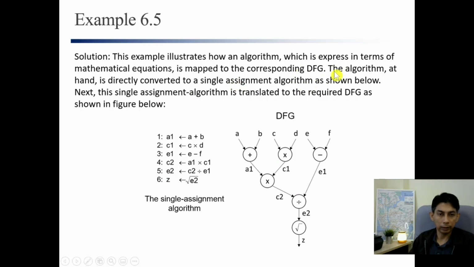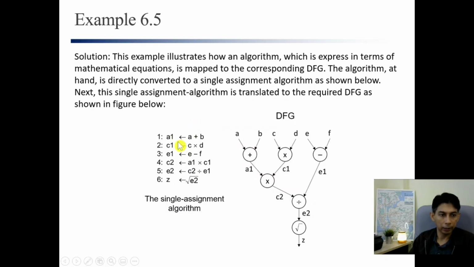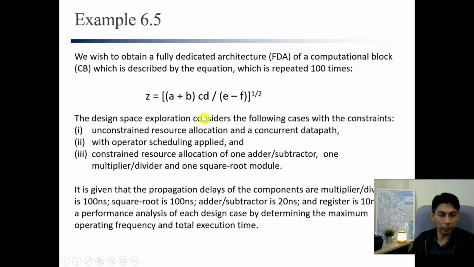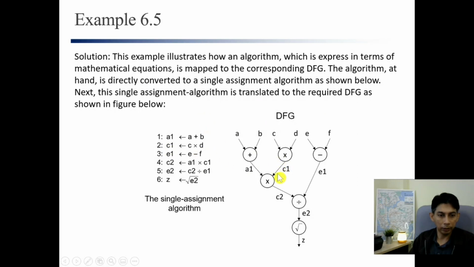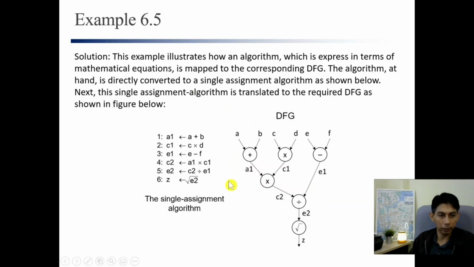DFG, our DFG. So here is the DFG. So we can have the single assignment algorithm here, right? Where A plus B is assigned to A1. So this is A1, C multiply D. So this is C multiply D is assigned to C1. This is C1, and these two multiply, we have C2. So these two multiply, we can have this one is C2, right?